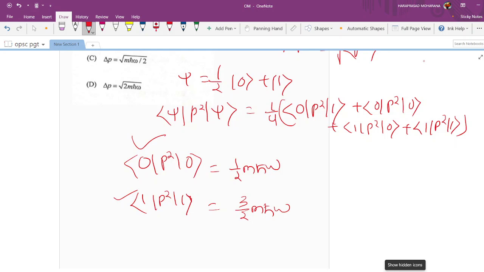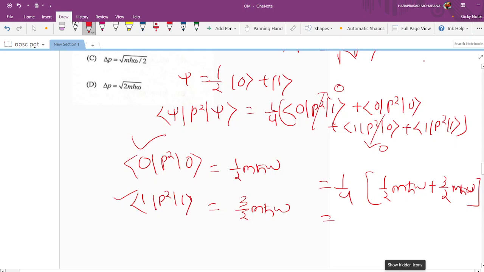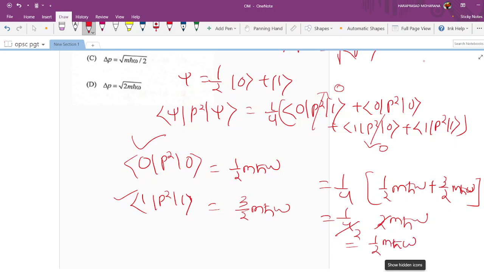And this term, the expectation value of p squared, you could get it as 0, and this term will also vanish. So I got 1 by 4 times half mħω plus 3 by 2 mħω, and from here you can take half outside, or you could just add it. So the 2 mħω gets cancelled, so 1 by 2 mħω is the answer we are getting. So delta p will become the root of this term, so half mħω.